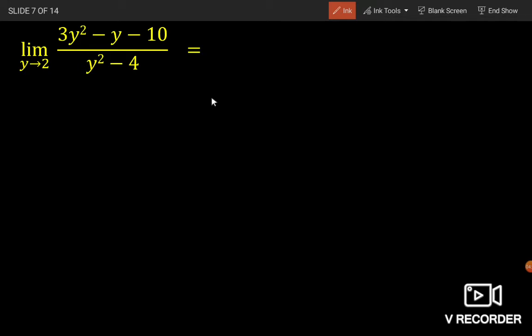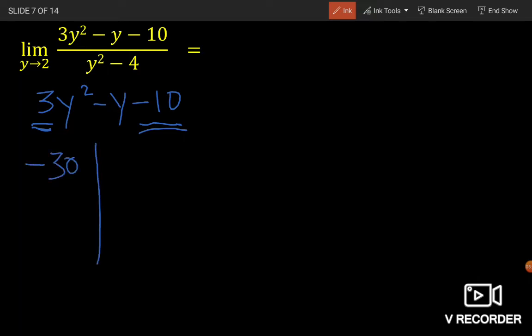So how do you factor the numerator 3y squared minus y minus 10? So let's write 3y squared minus y minus 10. First thing we need to do is multiply the leading coefficient of 3 with the constant negative 10. So 3 multiplied by negative 10 will give you negative 30. Now, look at the coefficient of y. Coefficient of y is negative 1. So let me put negative 1 here.